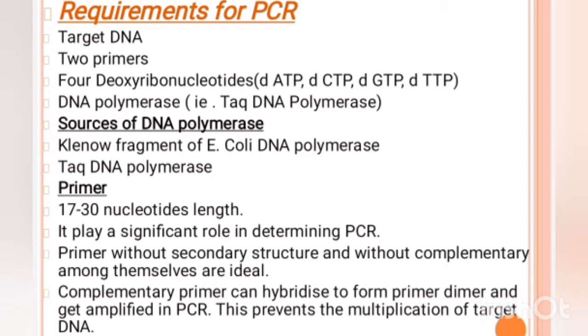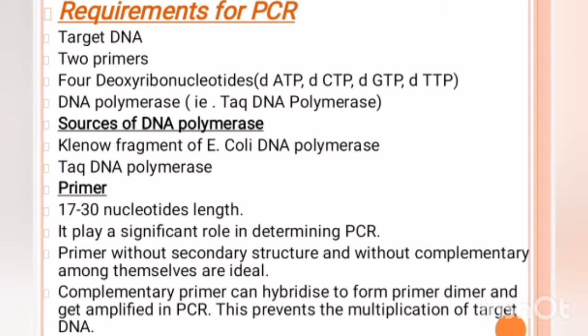Requirements of PCR: target DNA, 2 primers, 4 deoxyribonucleotides and DNA polymerase. DNA polymerase is the enzyme used in PCR and it is a thermostable enzyme isolated from the bacterium Thermus aquaticus. Hence the name Taq DNA polymerase.